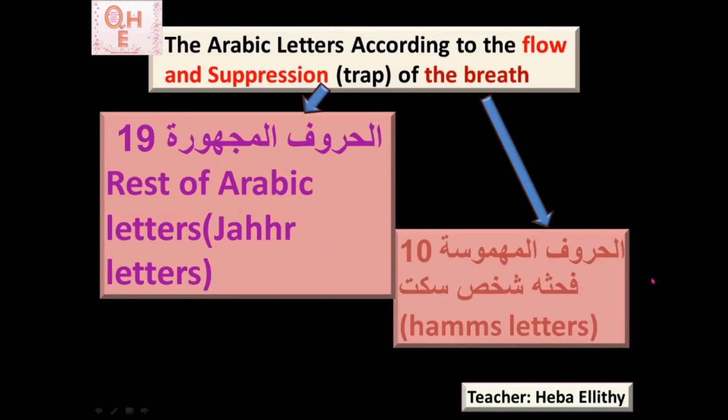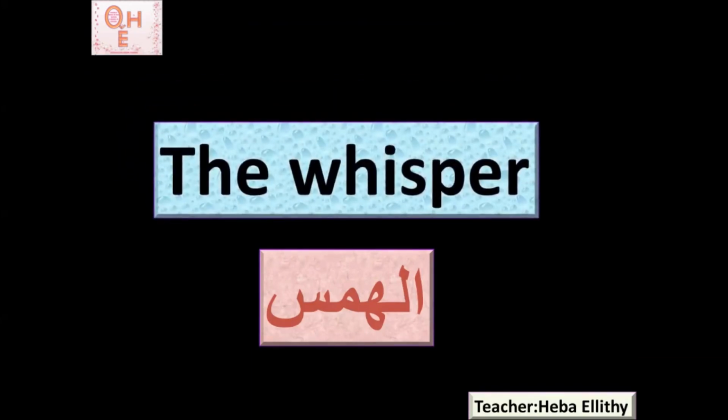Let's go ahead and start with the Hams and understand what I mean by flow of breath or trap of breath, and what I mean by Hams and what I mean by Jahr. We will explain everything inshallah and make it very clear for you. We will start with Al-Hams. Al-Hams is the whisper. Whisper means in normal language, someone says something to someone with a very low voice. It means hiding or disappearing. So let's see what it means here in the Tajwid rules.